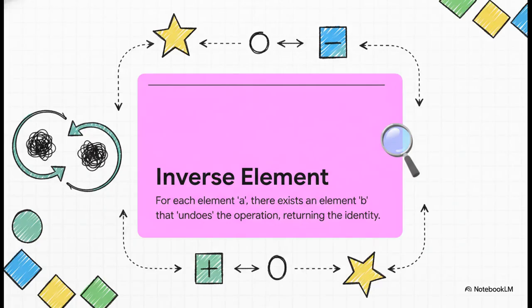And that brings us to our last rule, the inverse. This one says that for every single thing in your group, there has to be a buddy, a partner element that's basically its undo button. When you combine something with its inverse, you get right back to that do-nothing identity element we just talked about.